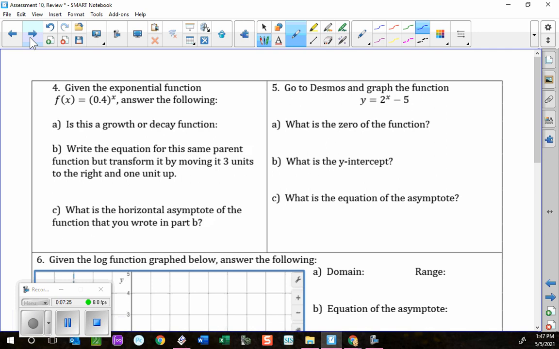On the second page, given this exponential function, 0.4 to the x, answer the following. Is this growth or decay? Well, this is decay because the base is less than 1. If the base is bigger than 1, then that's when you get a growth function.